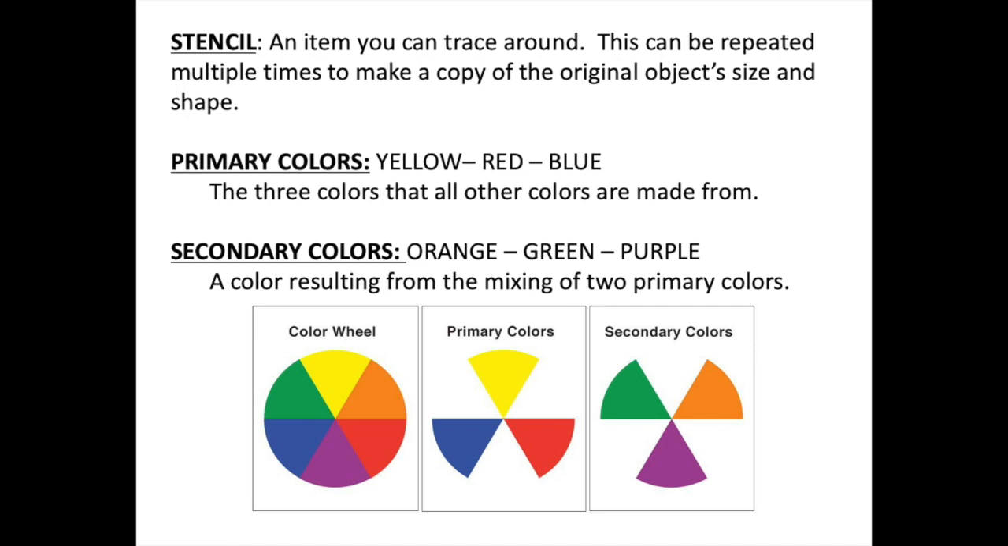The next term is primary colors. Primary colors include yellow, red, and blue. These are the three colors that all other colors are made from.